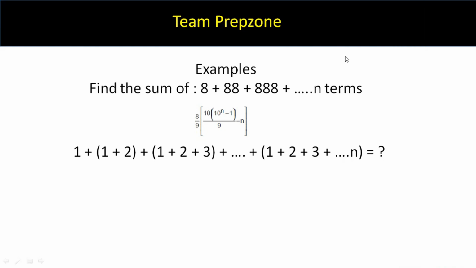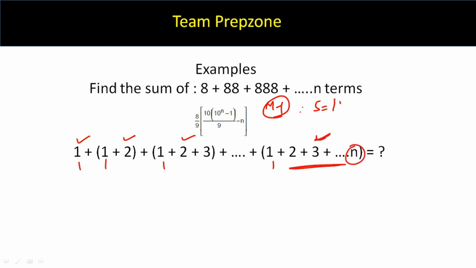So see, there are two ways. One is, as I said, direct visualization. So what happens in direct visualization? You just have to visualize the entire sum. How many times is 1 coming? 1 came here, 1 came here, 1 came here. 1 is coming in every term, right? And how many terms are there in total? First term, second term, third term, total n terms, right?